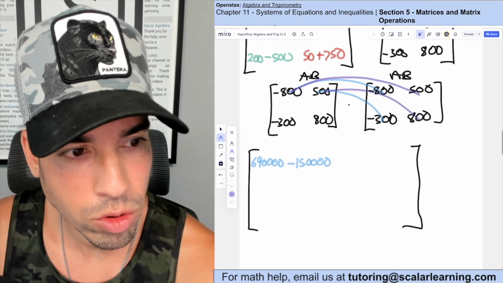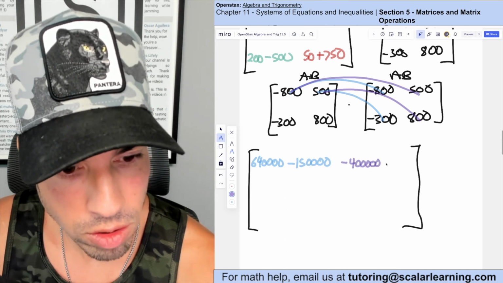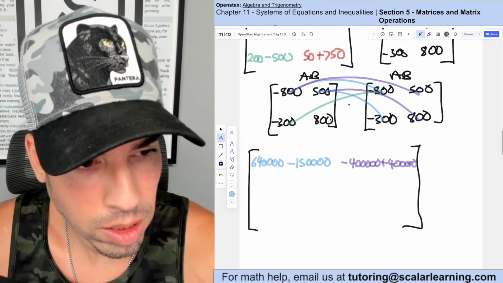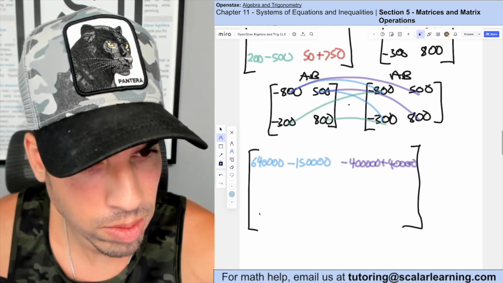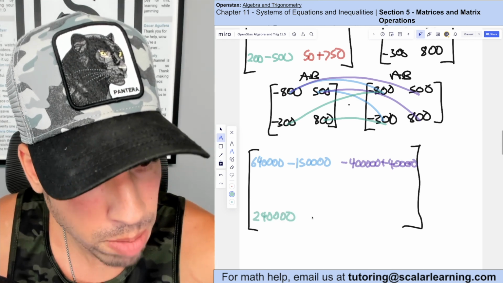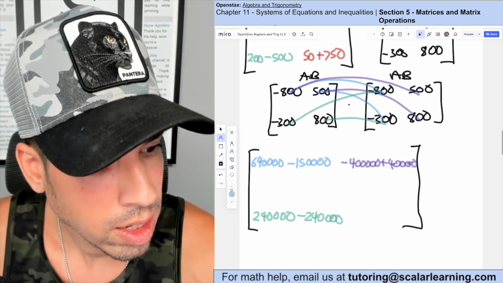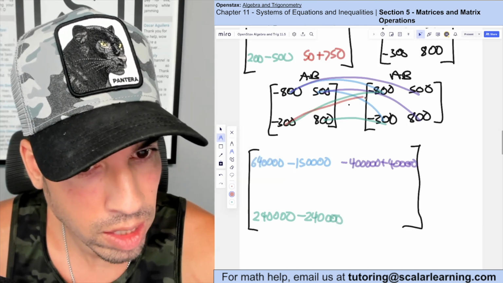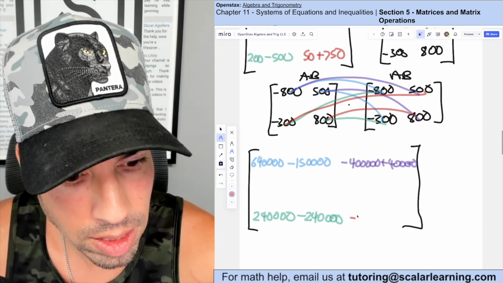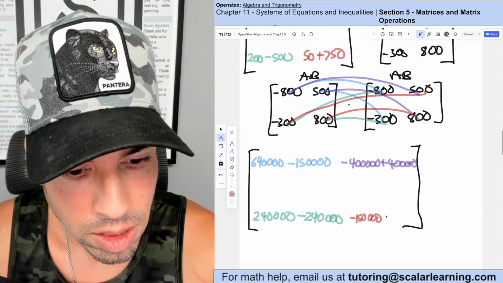Next, we got negative 800 times 500 plus 500 times 800. Now you notice those are going to be opposites, but let's still write them out. It's negative 400,000 plus positive 400,000. So then we got negative 300 times negative 800, and then 800 times negative 300. So that's 240,000 positive minus 240,000. And then last but not least, we got over here negative 300 times 500 plus 800 times 800. So that's negative 150,000, kind of like here, and then plus 640,000.